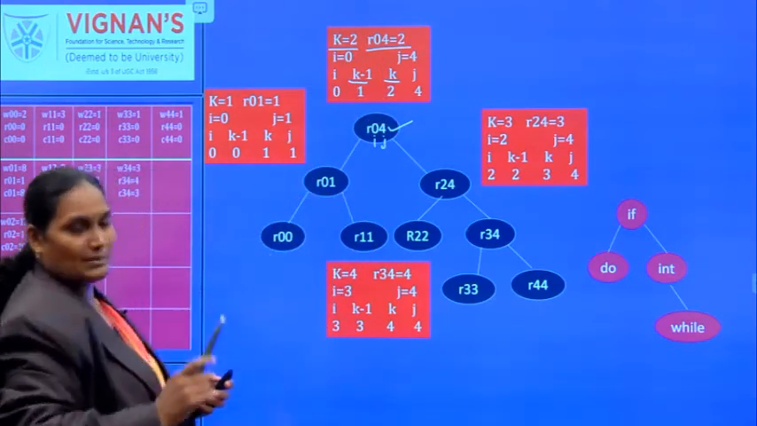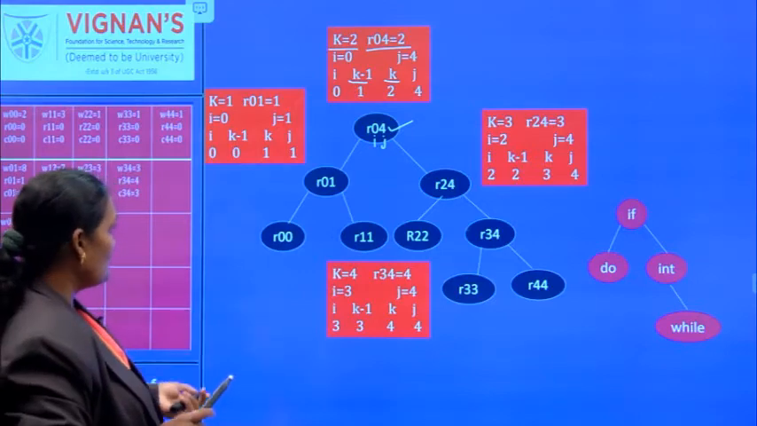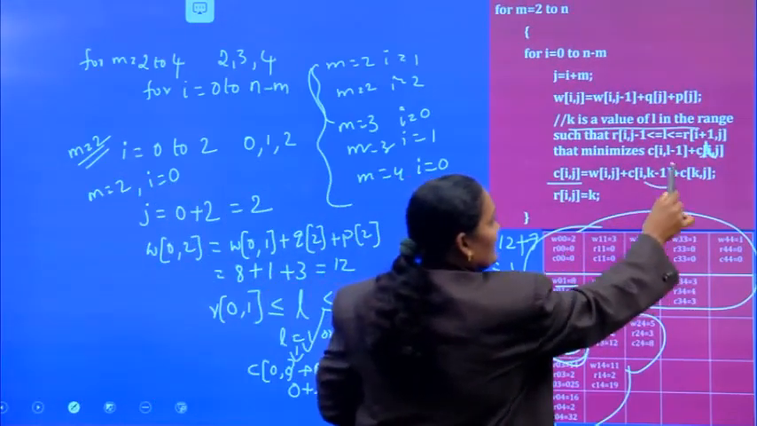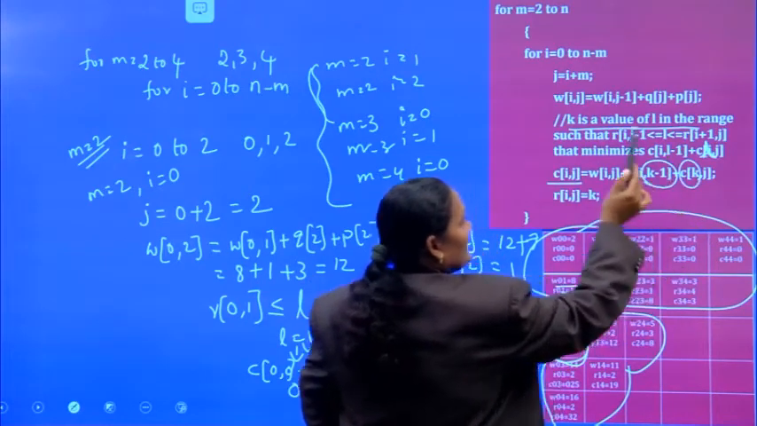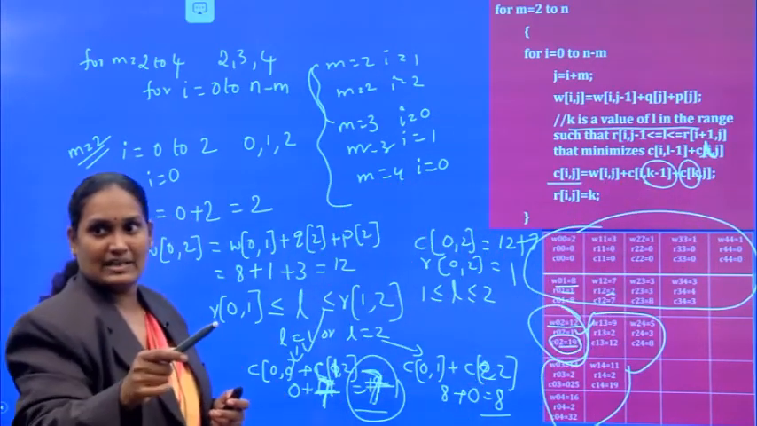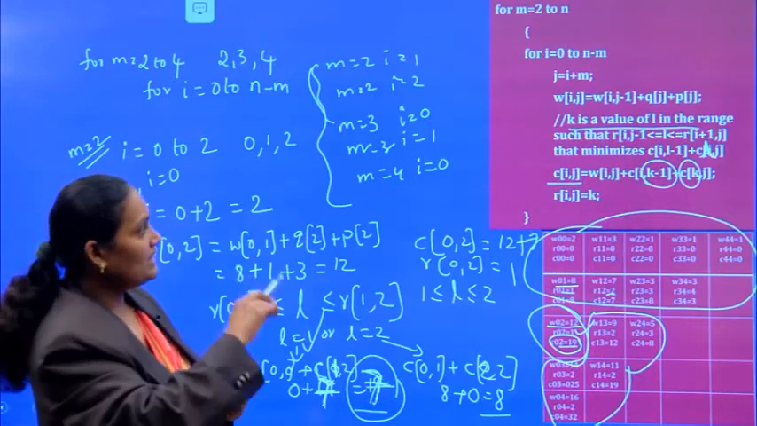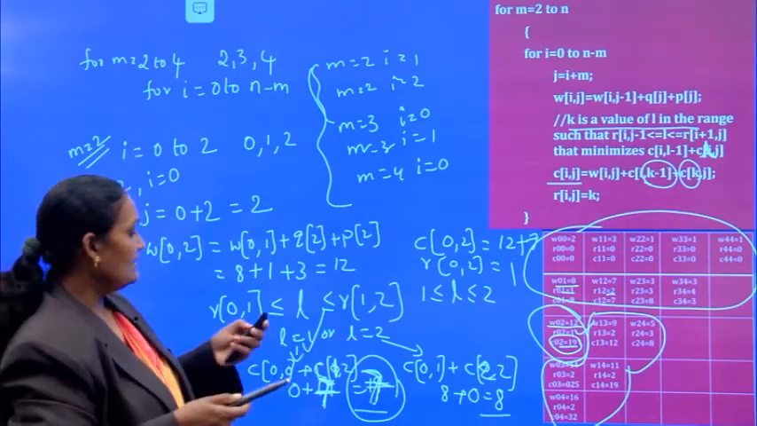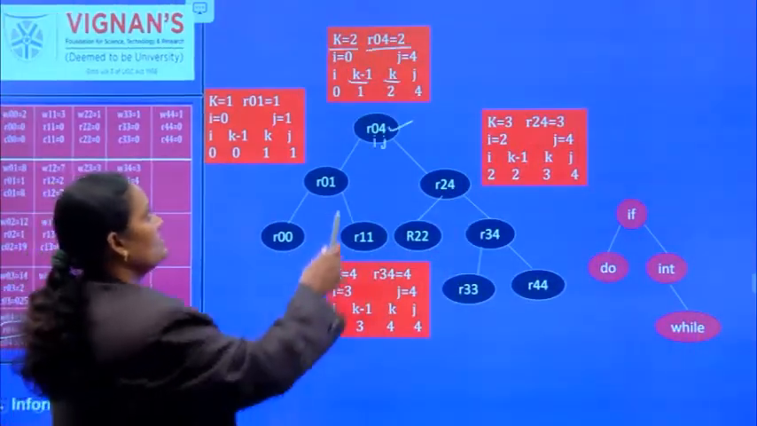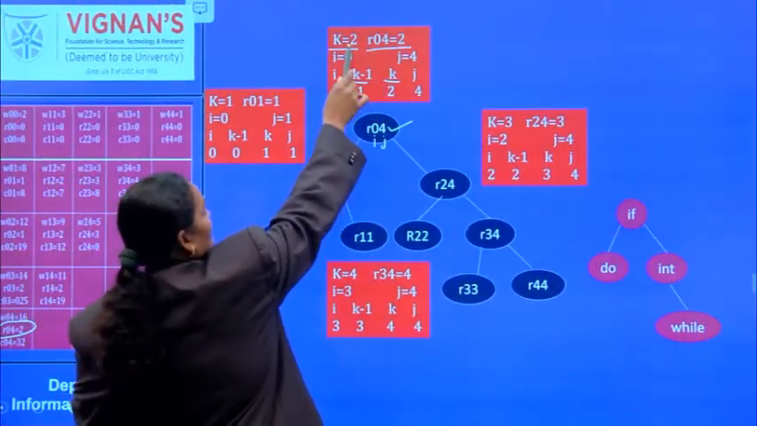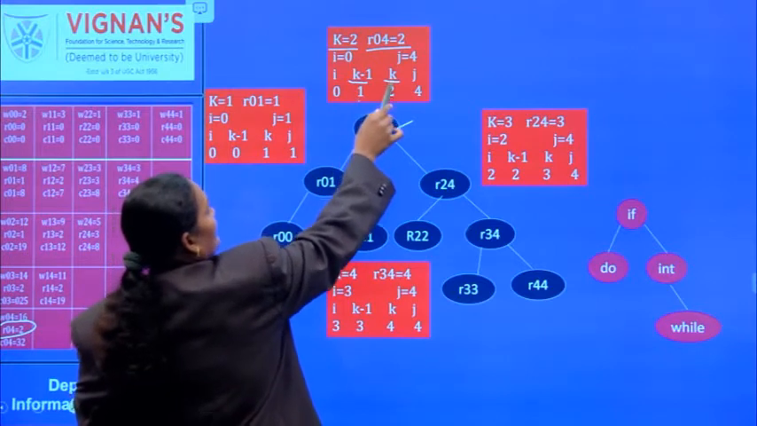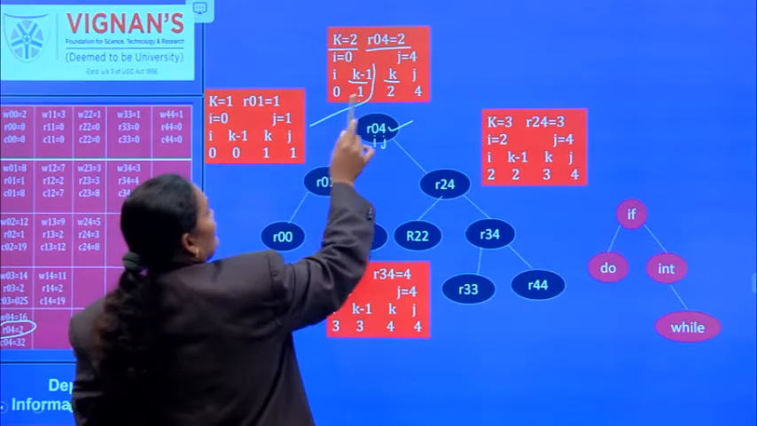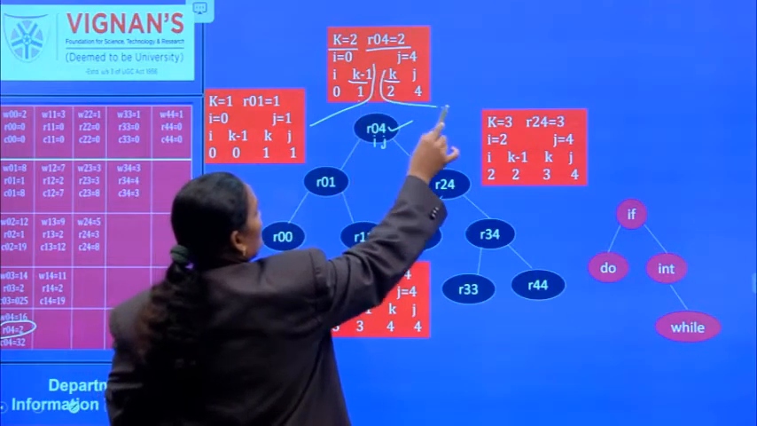Why are we taking K minus 1 and K only? If you observe the algorithm, in finding the cost we used I, K minus 1 and K, J. So in between I and J we are considering K minus 1 and K. That's why we need to take the same thing. What is K? K is 2, K minus 1 means 1. That is, we are going to divide this into one left subtree and this into a right subtree.